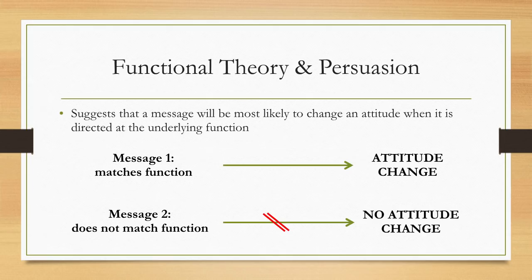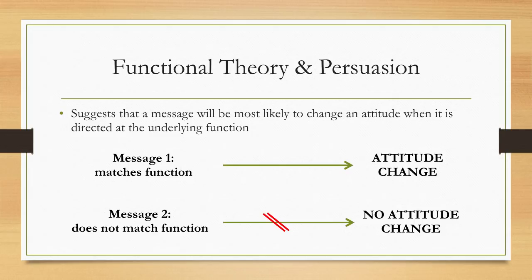So what functional theory looks like in conjunction with persuasion is that it's going to suggest that a persuasive message is most likely to change an individual's attitude when the message is directed at the underlying function that the attitude serves. Okay, so messages that match the function served by an attitude should be more compelling than those that are not relevant to the function addressed by the attitude.